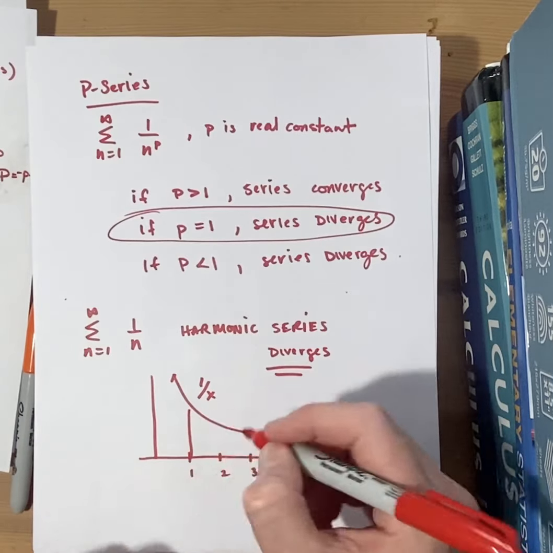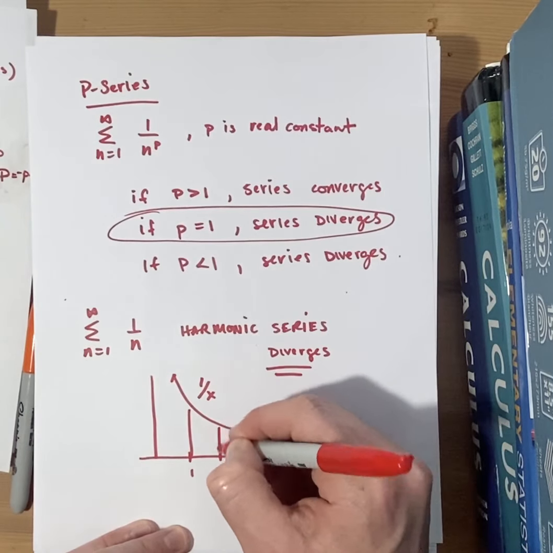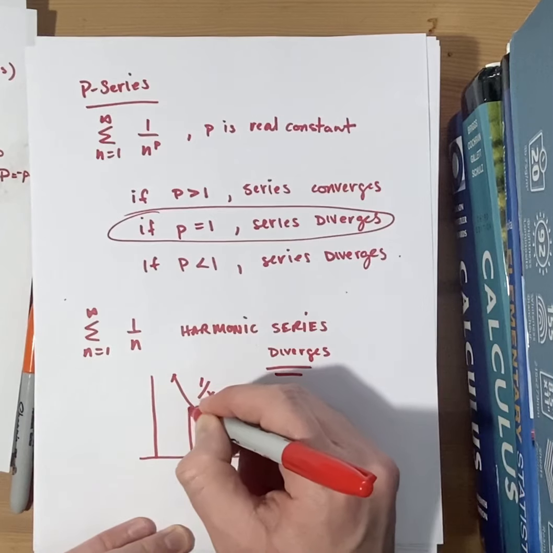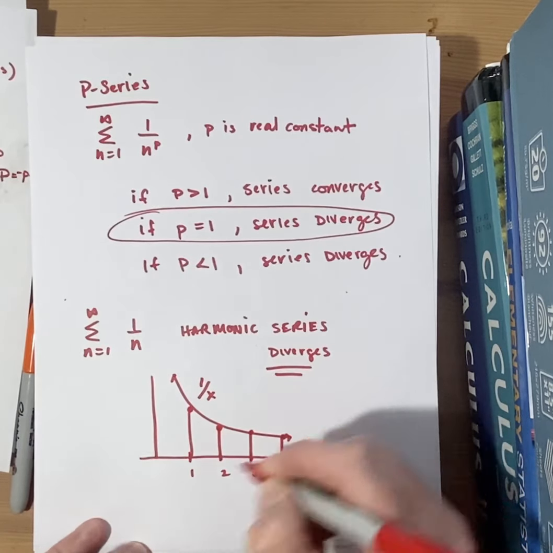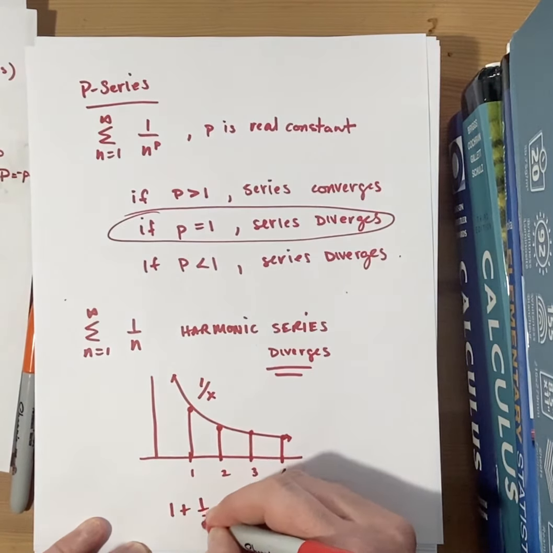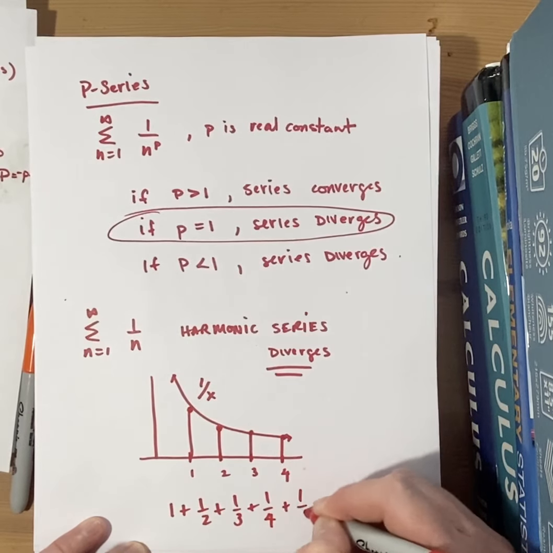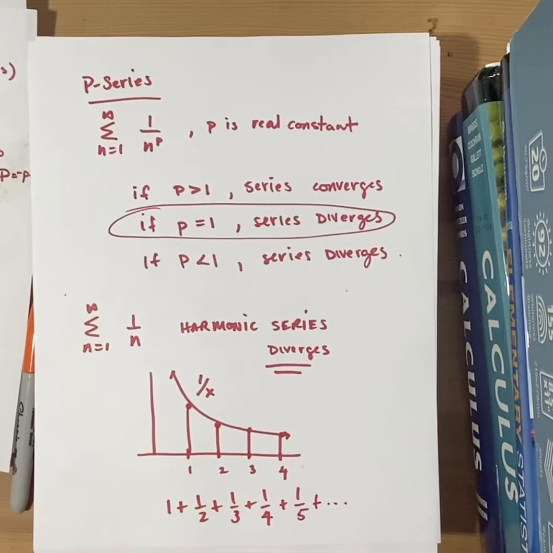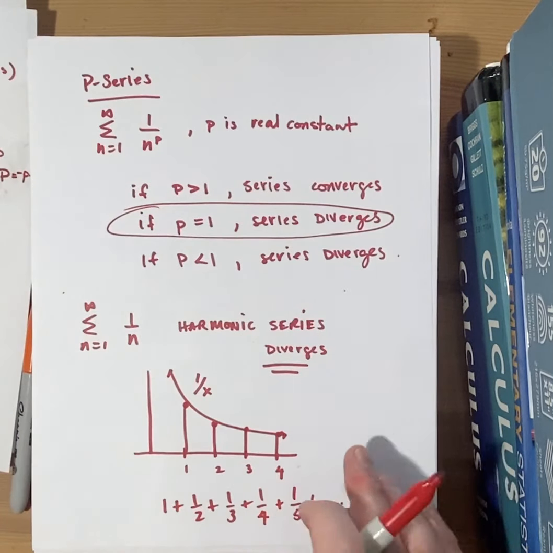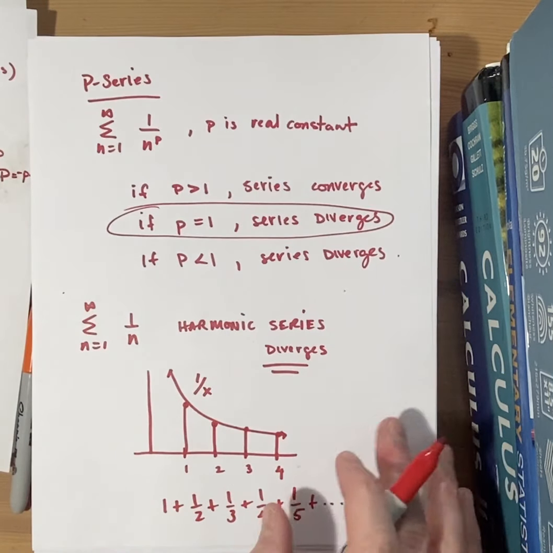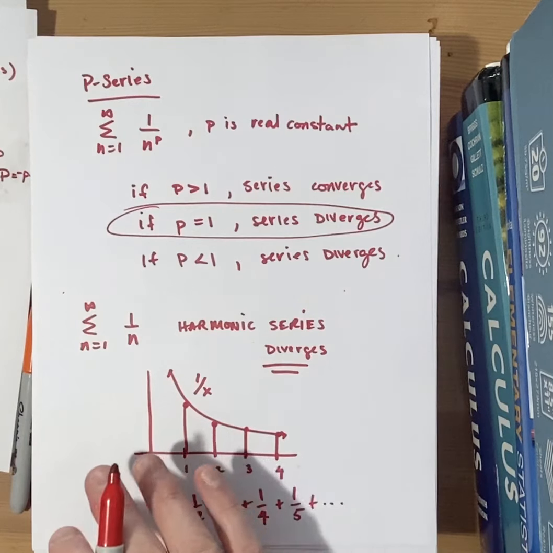Now when you're looking at the different values that you get, just take a look at the values. It's going to be like 1 plus 1/2 plus 1/3 plus 1/4 plus 1/5. So this is why it converges so slowly, because you're just adding a fraction, but it just continues on forever. So it's never going to converge.